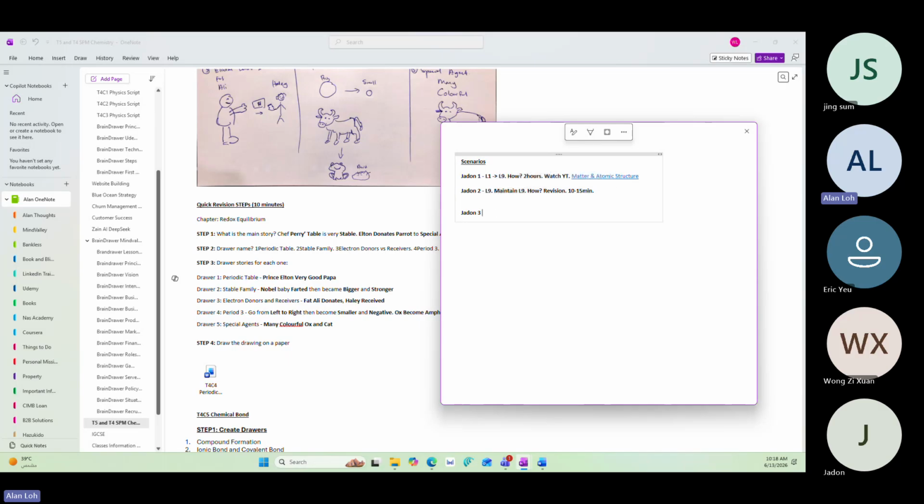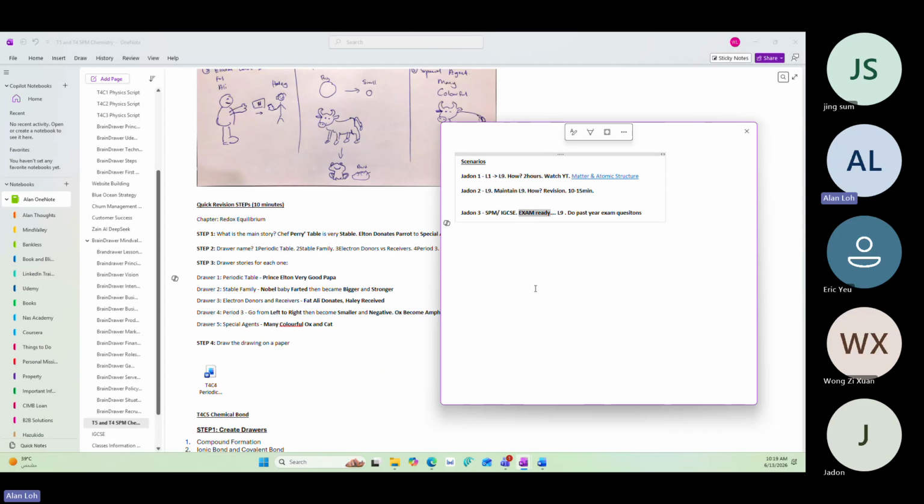Now, Jaden 3. Jaden 3 is the Jaden who is going for SPM or IGCSE, right? So you need to be exam ready. How to be exam ready? First, you need to continue to be level 9, and you need to start to do past year questions, exam questions, so that you familiarize yourself with the exam questions. When you do that, that means you're exam ready.